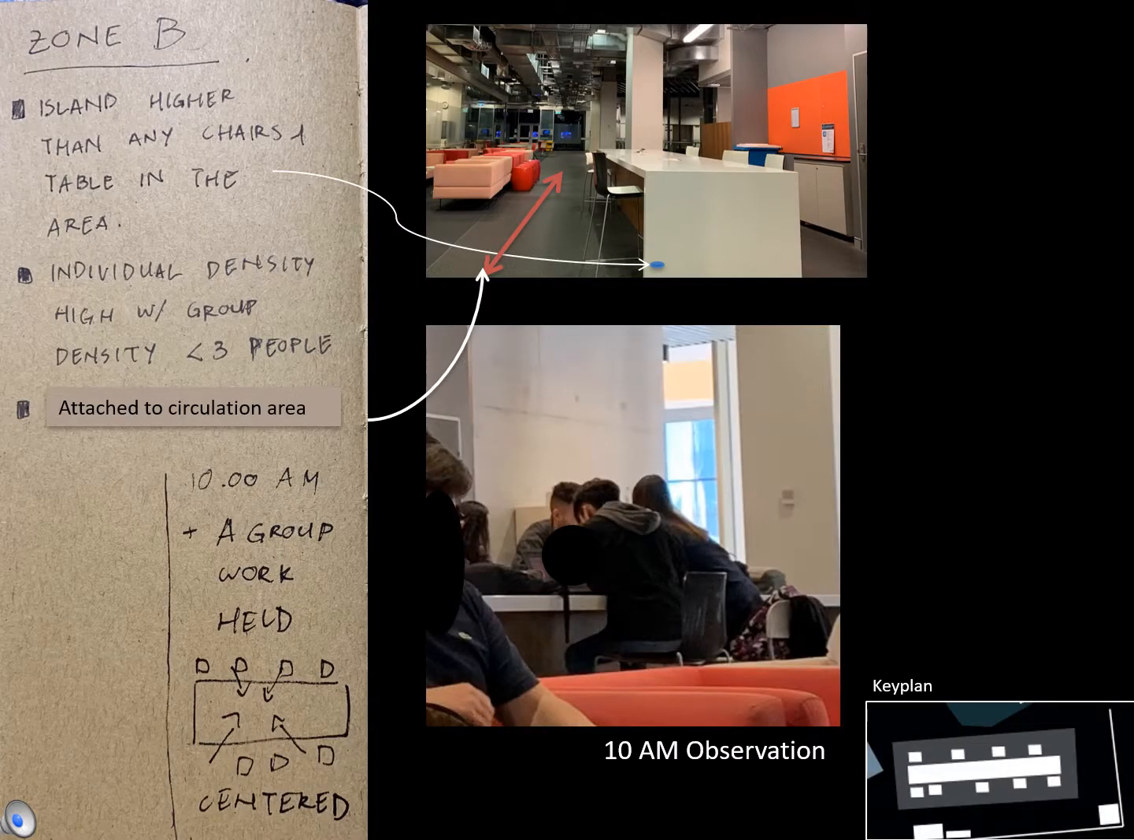Zone B is in between the pin-up board and a circulation area. While I was observing, there were unplanned interesting things going on. Someone was using the circulation area, and one person sat in this zone. For me, that is like a warning that this space has something wrong.